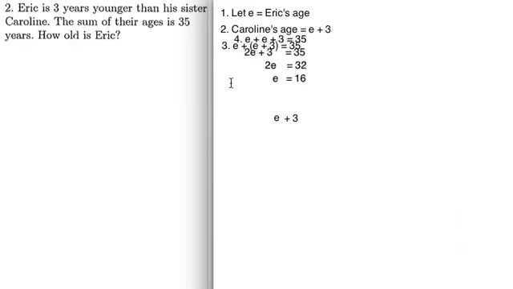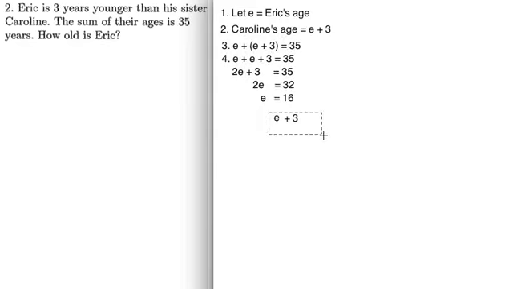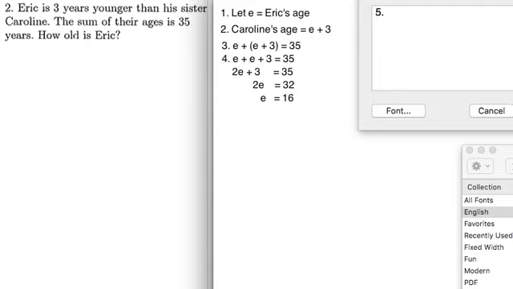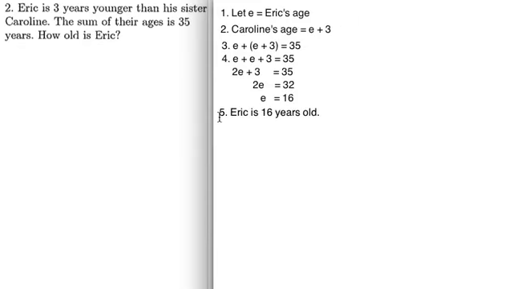Now, I always want to make sure when I did all this, did I get everything right? I've got this number E equals 16. Let's see if that works. If Eric is 16 and he's 3 years younger than his sister Caroline, that means that Caroline's 19. If Eric's 16, Caroline's 19, is the sum of their ages 35? 16 plus 19 gives me 35. Good. All right. I'm satisfied that I've got the right answer. Now I just have to write a sentence. How old is Eric? Eric is 16 years old. That's my sentence answering the question.